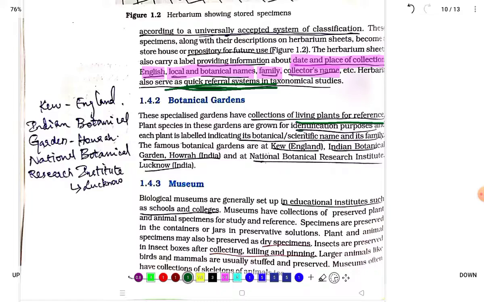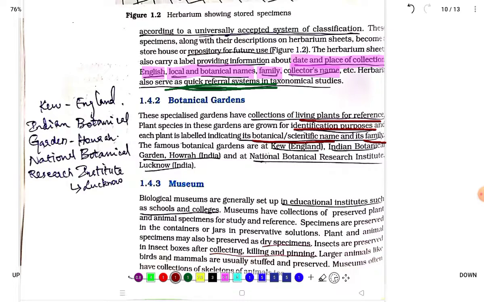The botanical gardens preserve the living plants and it is for identification purposes. Living plants for reference and identification. It has the botanical name as well as the family name, okay.